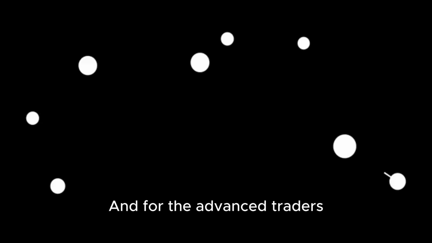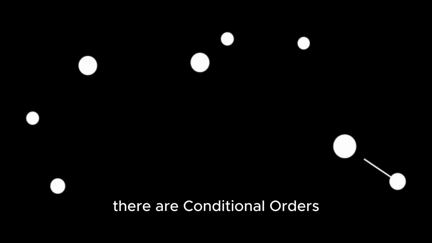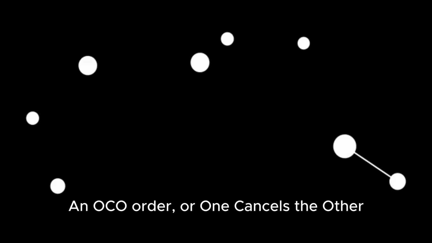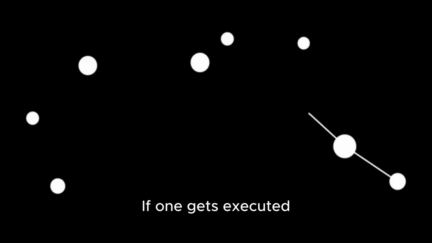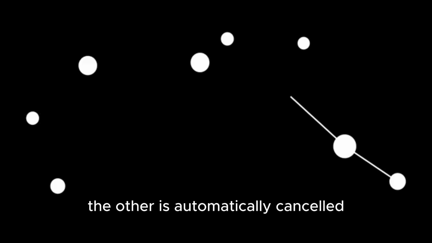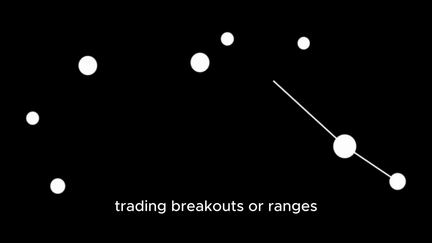And for the advanced traders, there are conditional orders. An OCO order, or one cancels the other, lets you place 2 orders at once. If one gets executed, the other is automatically canceled. This is great for trading breakouts or ranges.